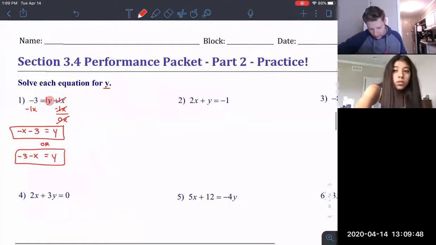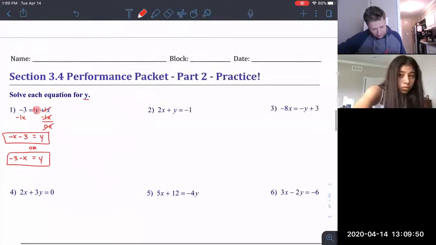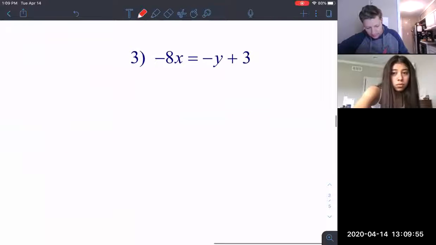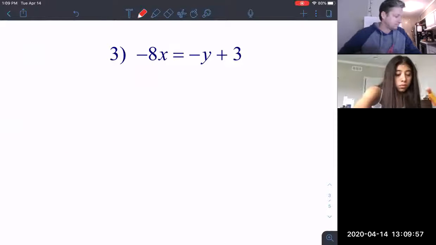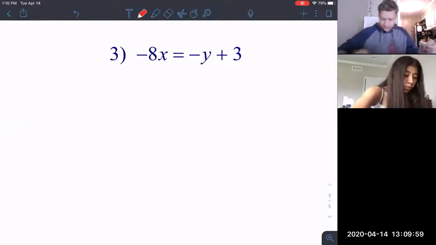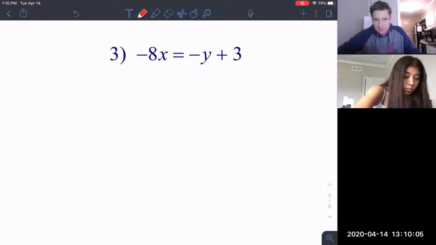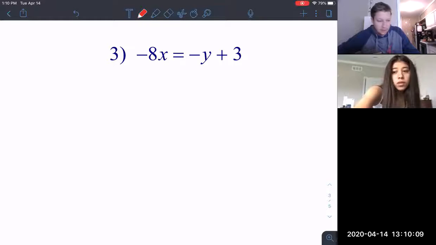Okay. So I want to skip to one that's a little bit more difficult. Like 2, you can probably figure out as well. But let's go ahead and do number 3. So we're trying to get y by itself. What is being done to y in this problem? Like on that right side, what's being done to y?